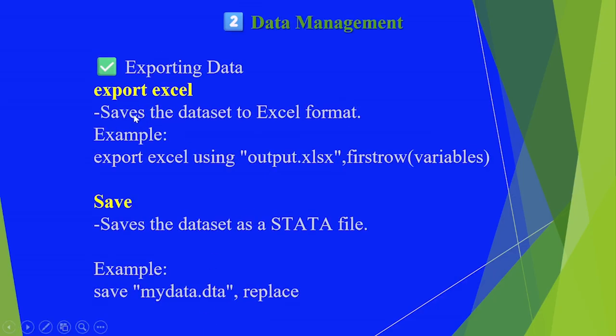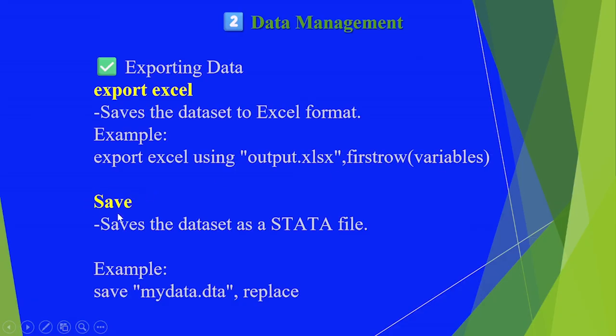And you can as well export data to Excel, and this will save the data in the Excel format. This is how we can export using a STATA command. You just say export excel using output.xlsx. So this is the name of the file we would like to save it as after we export it. And again, we are commanding that the first row should be variable names, which means the first row should be treated as the column names.